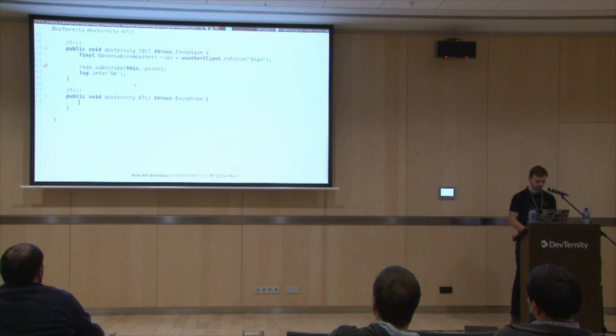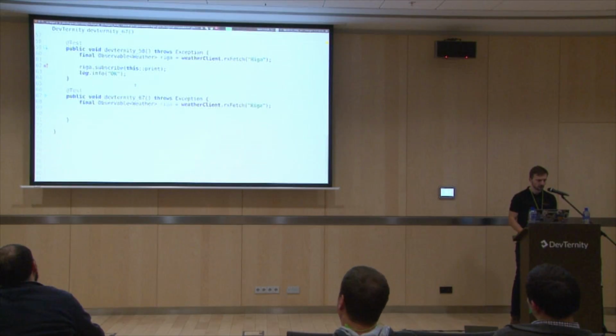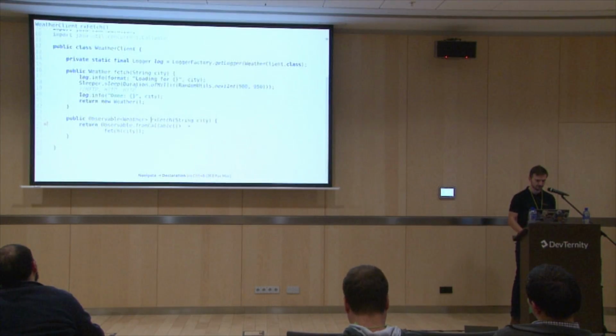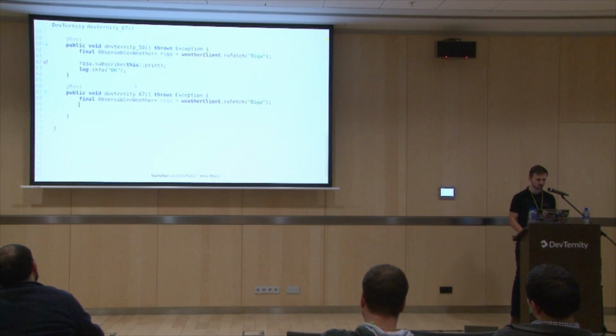So let's start with our weather client. I'm just going to copy-paste it. This is not a good idea normally, but during live demo, it's great. So here we have our Riga observable. And let's assume that I don't want to wait more than 1 second for the response. Our response right now is something between 900 milliseconds and, let's say, 1,100 milliseconds. So it's around 1 second. However, I don't want to wait more than 1 second.